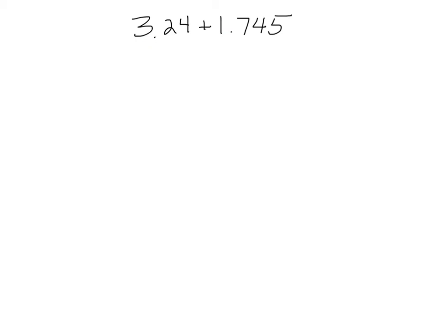We have 3.24 plus 1.745. It's best to do this vertically. So I am going to put 3.24, 1.745. Notice I always line up my decimals. With this empty spot right here, I'm going to fill that in with a 0.